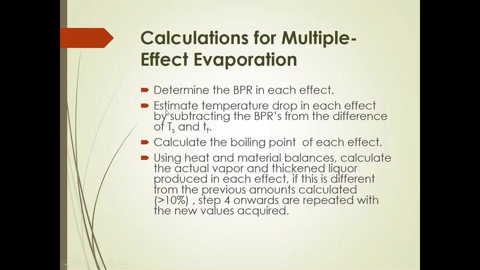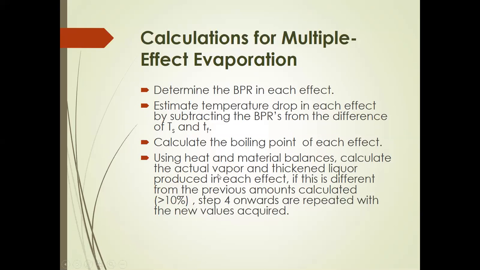Now, the sixth is you determine the BPR in each effect if there is a BPR. If there is no BPR, there's no need for you to go about this step. You simply go to the next step, which is you will calculate the boiling point of each effect. So if there's no BPR, there's no need to go through steps 6 and 7. You just simply determine the boiling point of each effect. This will be shown to you later.